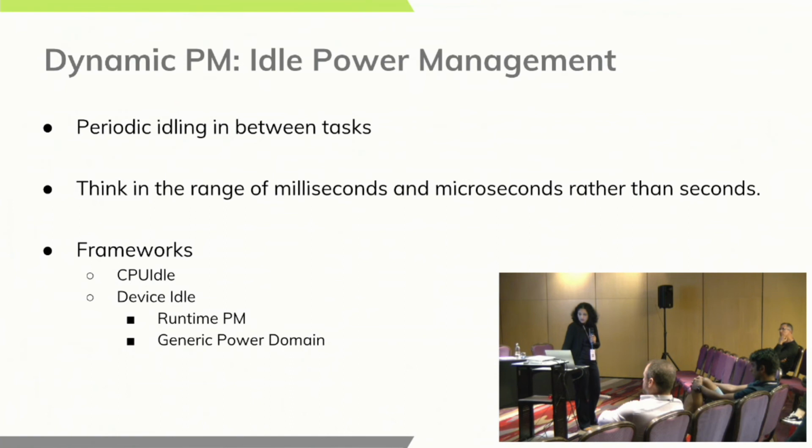Yeah, so moving on to the idle power management part of dynamic PM. Here, it caters to periodic idling between tasks, and the range of the idle period is probably milliseconds or microseconds rather than seconds and minutes. So your use case is a task running on a CPU, and in between there are short bursts of idle, and what to do in these short bursts with the devices and with the system in general. The CPU idle framework deals with idling of CPUs, and to deal with device idle, there are the frameworks runtime PM and GenPD.